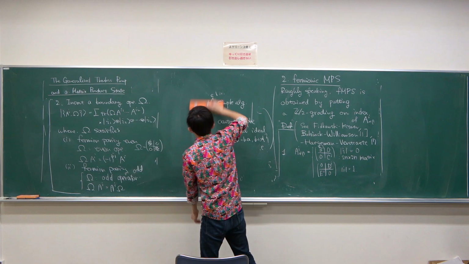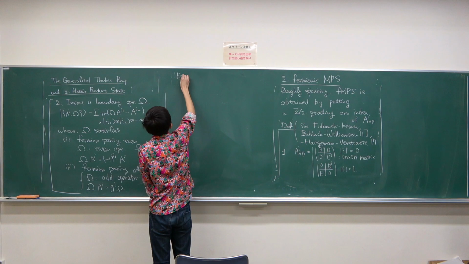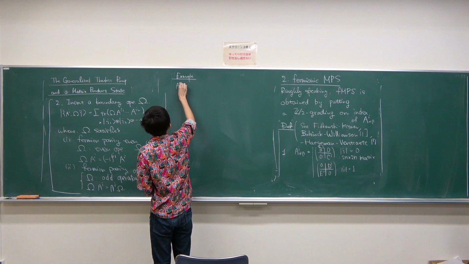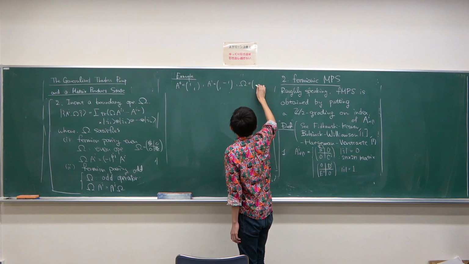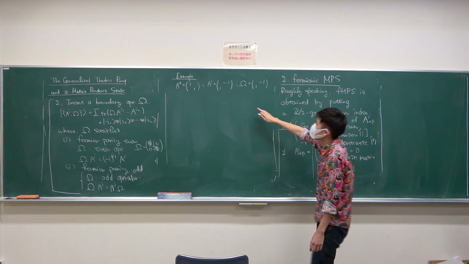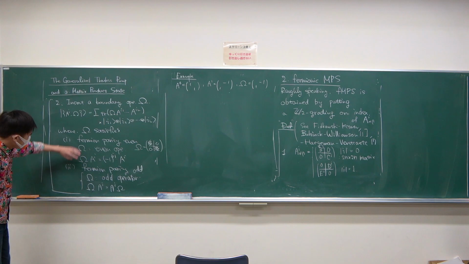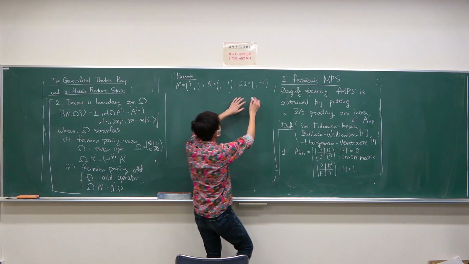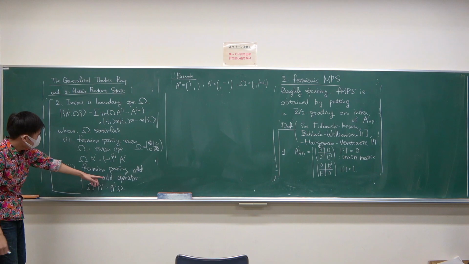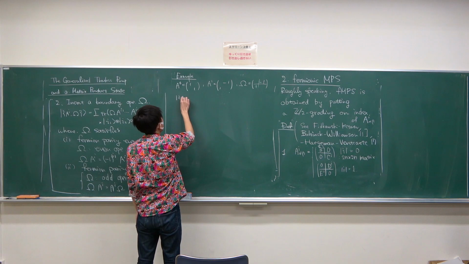And here is an example. This is the same as I said, 1, minus 1. I can't explicitly write down the matrix product state given by these matrices, but I can explain why the fermion parity of the matrix product state is, for example, odd, by taking the boundary operator odd. So in this example, the boundary operator is odd. I will explain why taking the boundary operator odd corresponds to the fermion parity odd state. This is very easy. So the matrix product state is defined by this form.